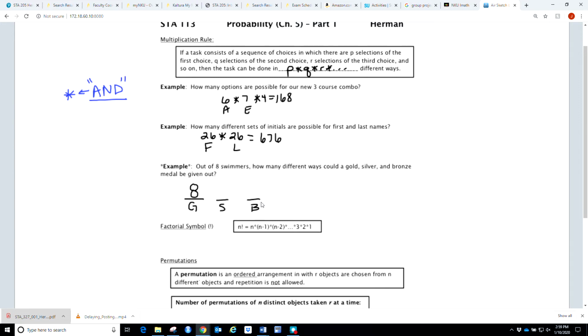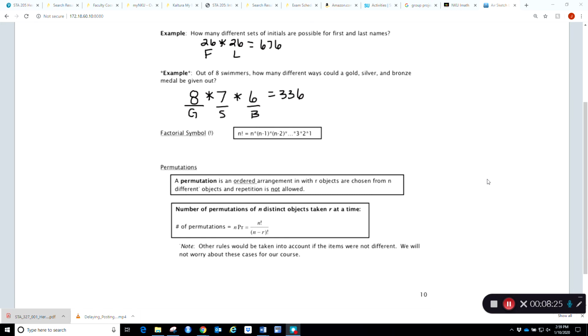Now how many options are there for silver? Well, you can't win more than one medal, so after that first person got gold, there's only 7 people left to get silver. So now that we have gold and silver chosen, there's 6 people left who could get bronze. And since we're doing a gold and a silver and a bronze medal, we're multiplying all those numbers together to get us 336 possible options. So there's our multiplication rule.